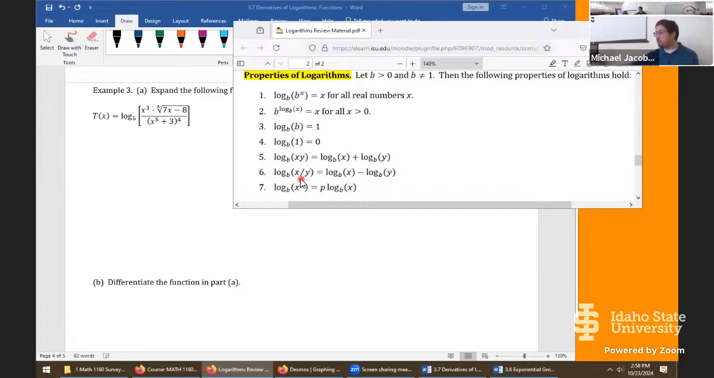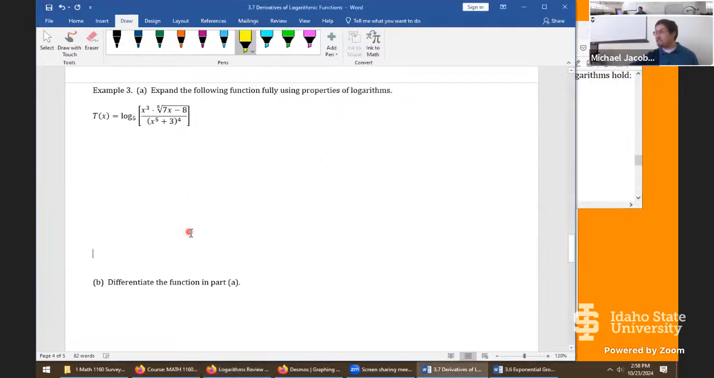A division inside your logarithm function turns into a subtraction of those logarithms, where you have the log of the numerator minus the log of the denominator. So let's use that right now, property 6. Property 6 will take t of x and write it now as log base 5 of x cubed times, this is a 5th root, and if we're looking ahead, we know that's not really helpful for us. Let's write it as a power 1/5. 7x minus 8, power 1/5.